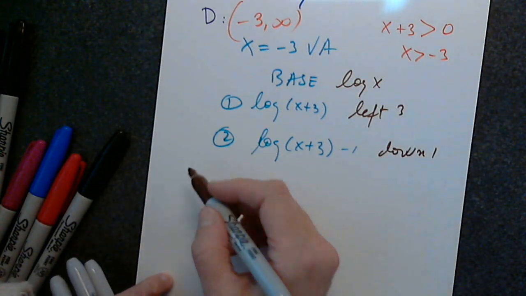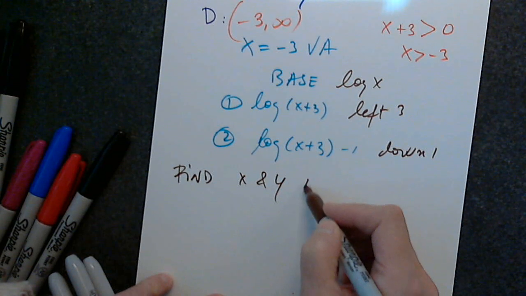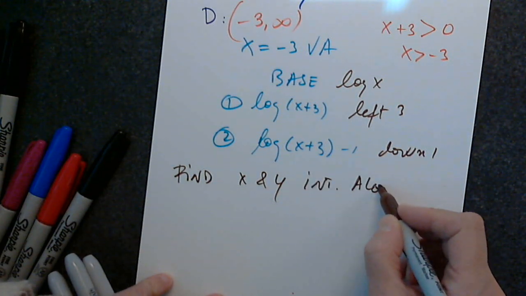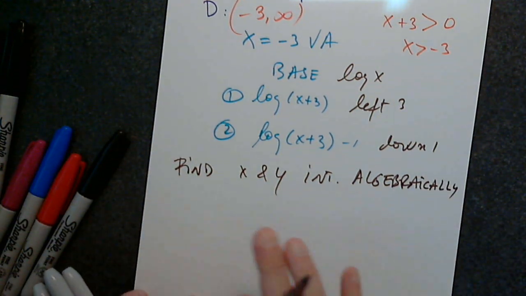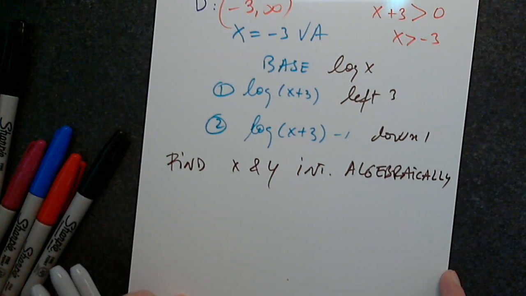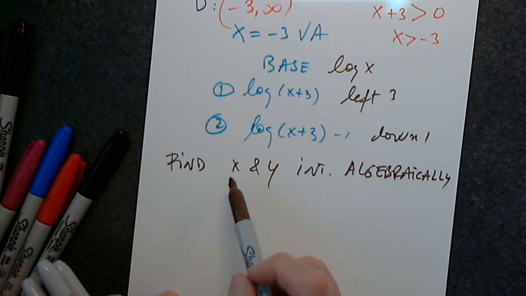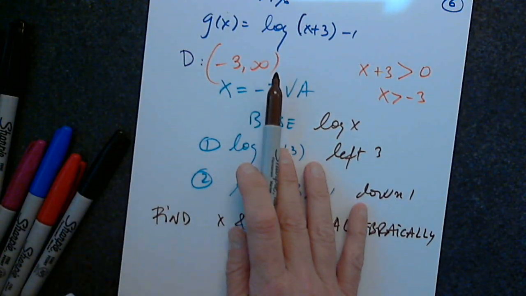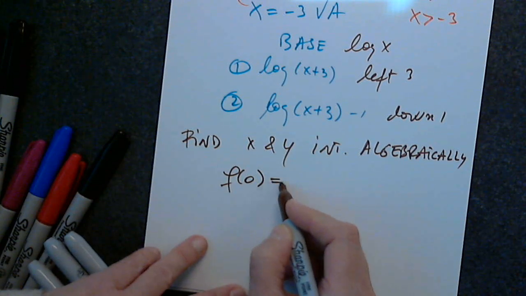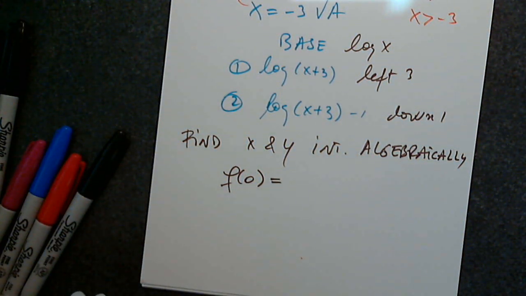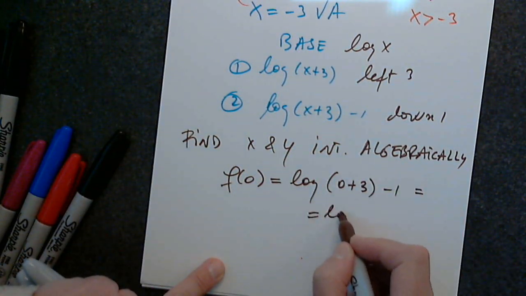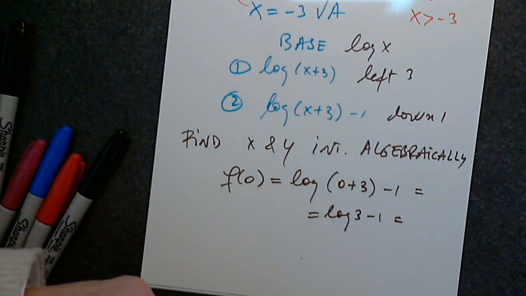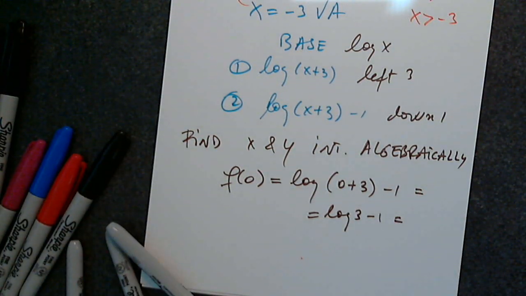I am going to add here, find x and y intercepts algebraically. After we graph it, we haven't finished. Or maybe it's wise to determine them first. Since the domain is negative 3 to infinity, I will be able to find f of 0. How much is f of 0? F of 0 is log 0 plus 3 minus 1, which is log 3 minus 1, which I have no idea what it is. So I will put it in the calculator.